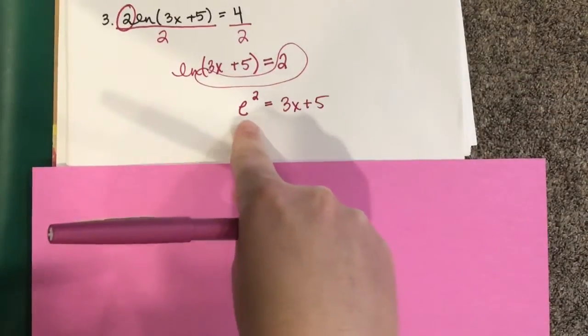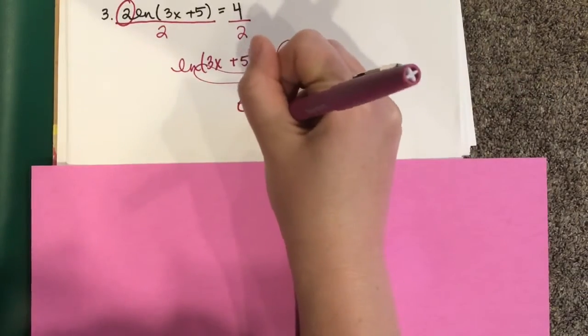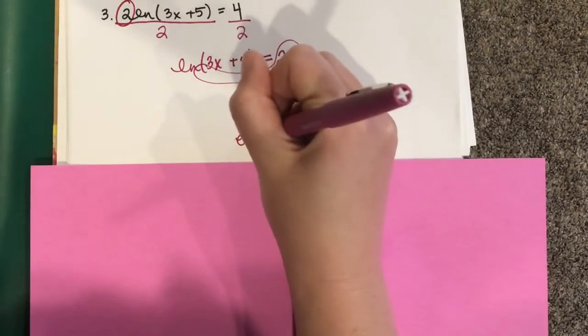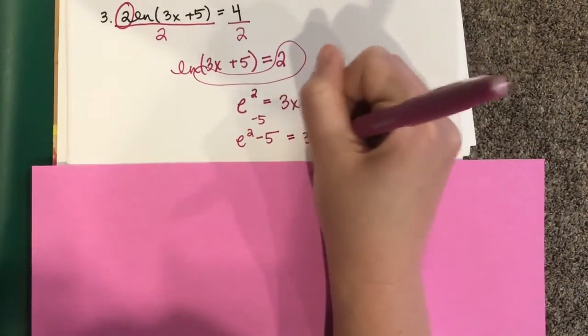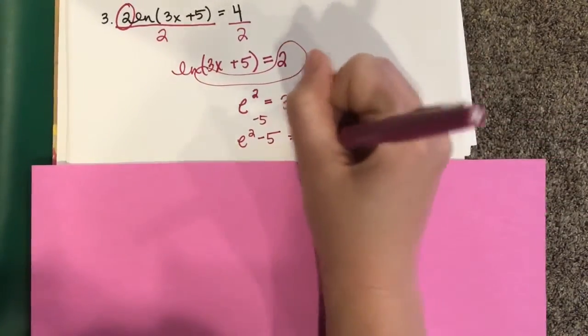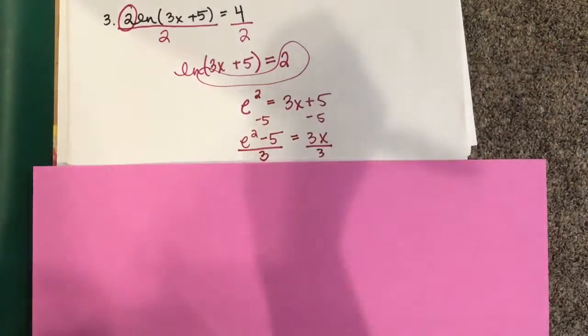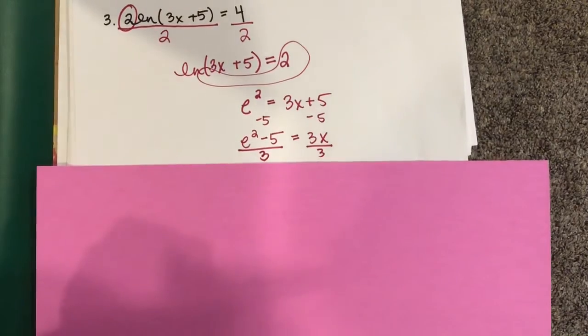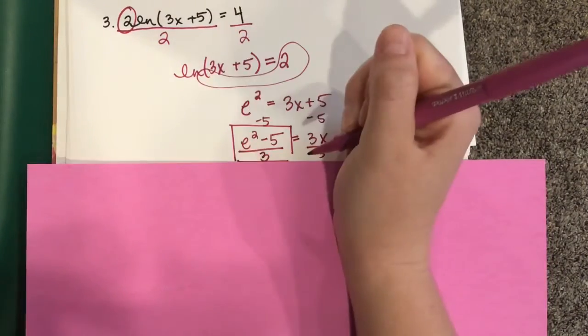Well, e squared is a number. Leave it. I can subtract 5. So now I have e squared minus 5 equals 3x. And then I can divide both sides by 3. And so this is the solution.